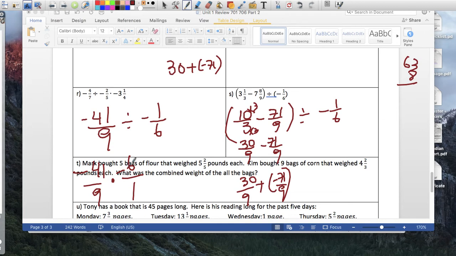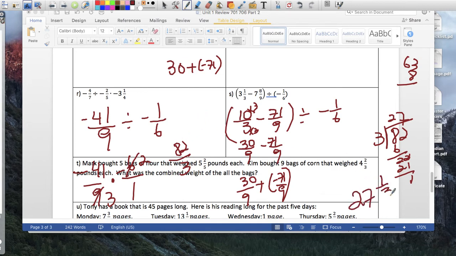A negative times a negative, oh, let me simplify, 6 becomes a 2, 9 becomes a 3. 41 times 2 is 82/3, and that's going to be positive. So change the mixed number, 82 divided by 3. 2, 6, 22, 7, 21, 1. So 3 goes into 82, 27 times, and 1/3 left over.